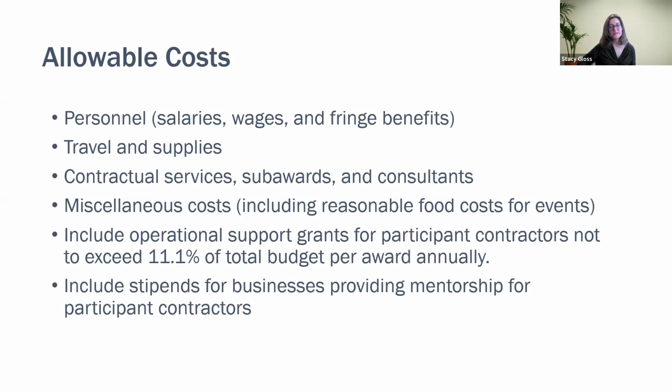The allowable costs for the Primes Accelerator program include personnel, including salaries, wages, and fringe benefits, travel and supplies, contractual services, subawards, and consultant fees, miscellaneous costs, including reasonable food costs for events. Operational support grants for participant contractors should be included in the budget, and this fund should not exceed 11.1% of the total budget per award annually.